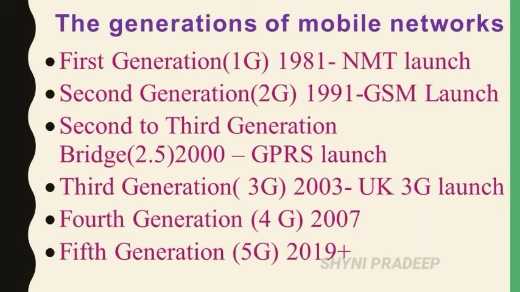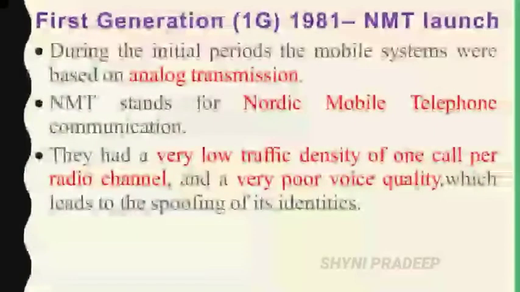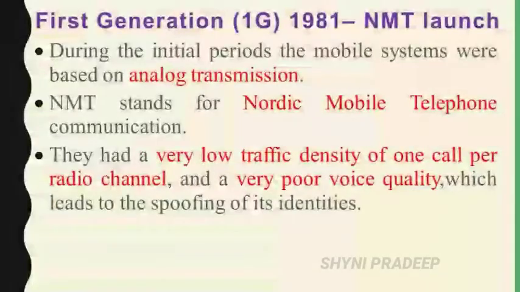Let us discuss them one by one. The first generation, which means 1G network, was introduced in the year 1981. NMT launch. Here NMT stands for Nordic Mobile Telephone Communication. This first generation of mobile systems is based on analog transmission. They had a very low traffic density of 1 call per radio channel and a very poor voice quality.